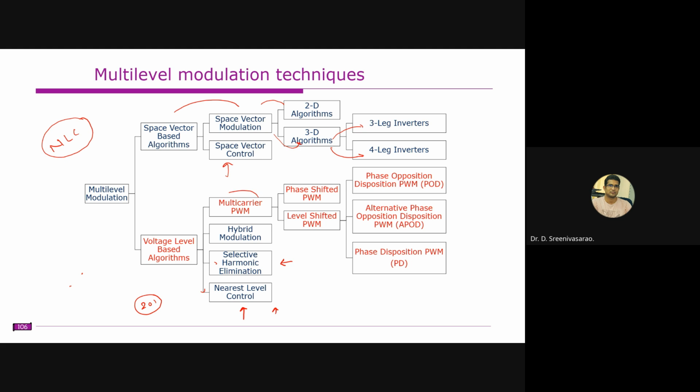Right. So the multi-carrier PWM techniques are normally divided into two types: the phase shifted PWM and the level shifted PWM. In the case of phase shifted PWM, there are no other methods. In the case of level shifted PWM, depending on the carrier arrangement, we have phase opposition disposition, alternate phase opposition disposition, and phase disposition PWM techniques. Now we'll focus on these commonly used PWM methods, the phase shifted PWM and the level shifted PWM.